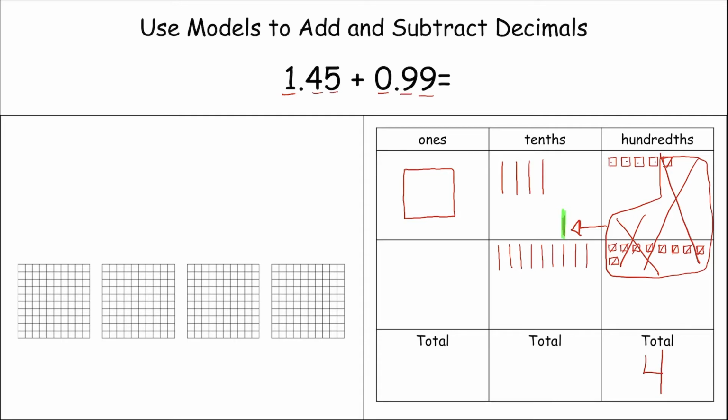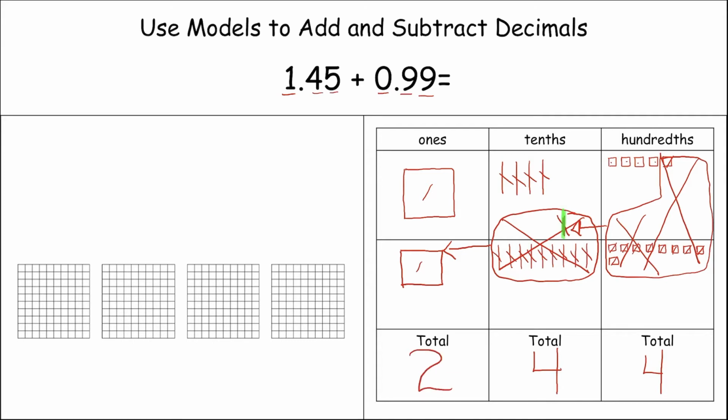And how many tenths do we have? Remember to count him. 1, 2, 3, 4, 5, 6, 7, 8, 9, 10. And these get regrouped. And now we have a new 1. How many tenths do we really have? 1, 2, 3, 4. And now how many ones do we have? 1, 2. And our final answer, 2 and 44 hundredths.